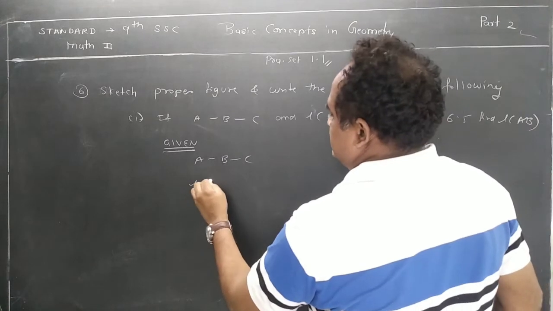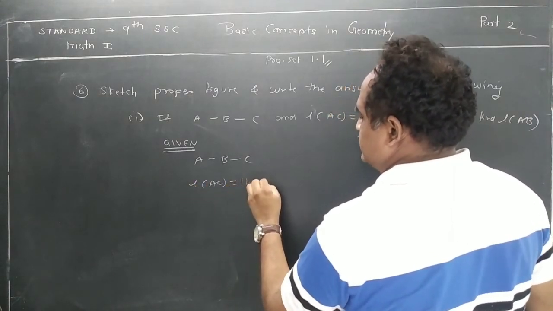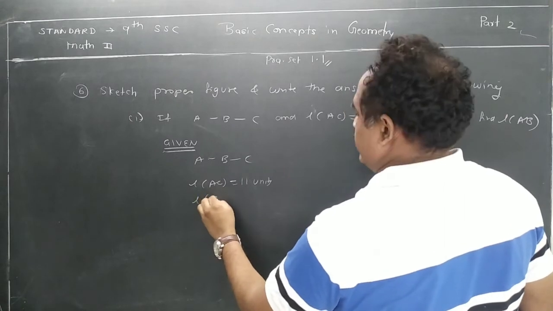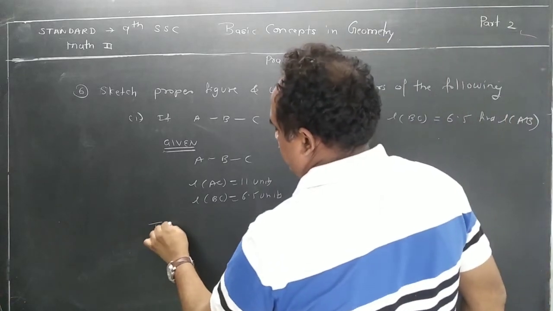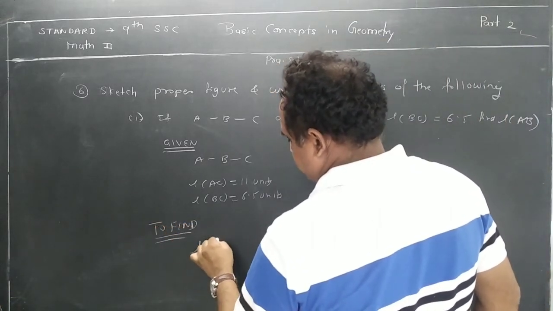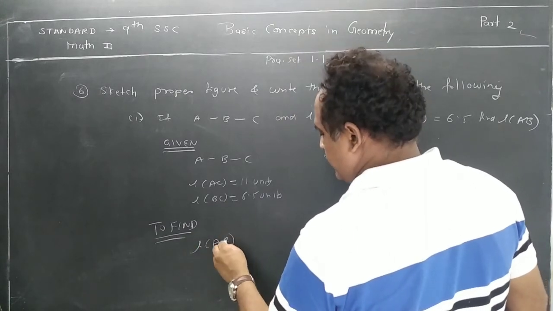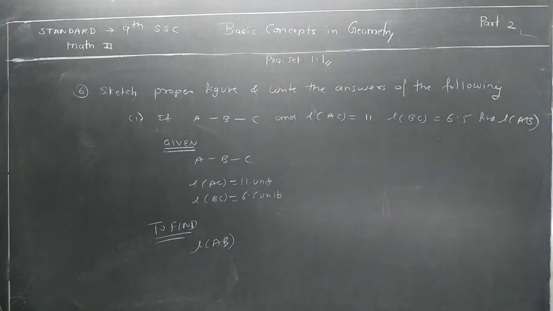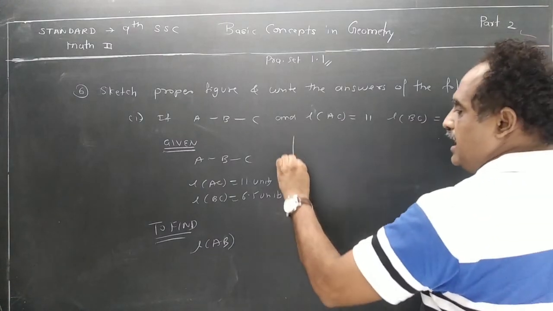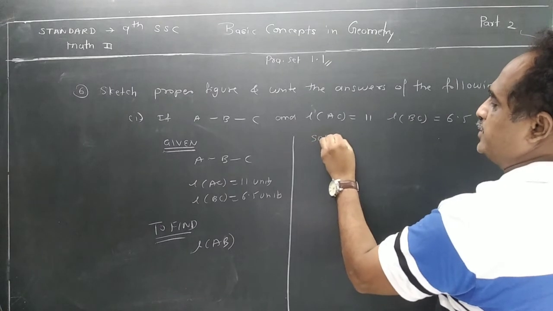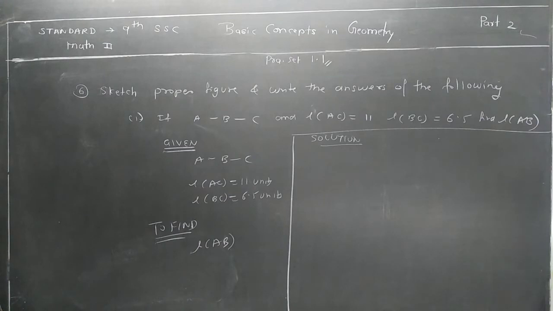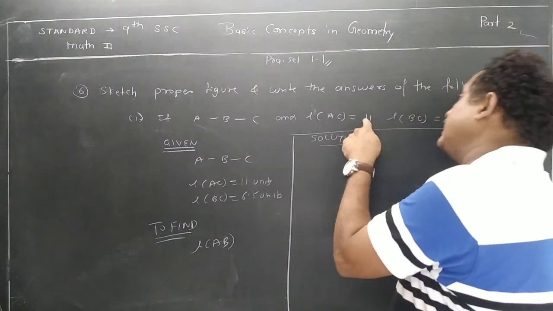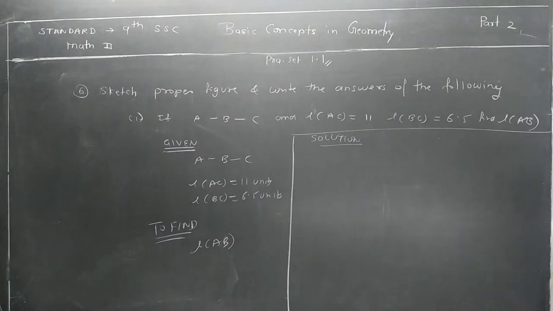Cover this. Okay, length AC is 11 units, length BC is 6.5 units, and what to find? Length AD we have found out. What I asked him was to sketch a proper figure, so here we are going to write the solution. Is it right? In that solution, we are going to draw a figure, but it is not necessary that you get 11 centimeters exactly, so don't draw the figures exactly. It should be in proportion.